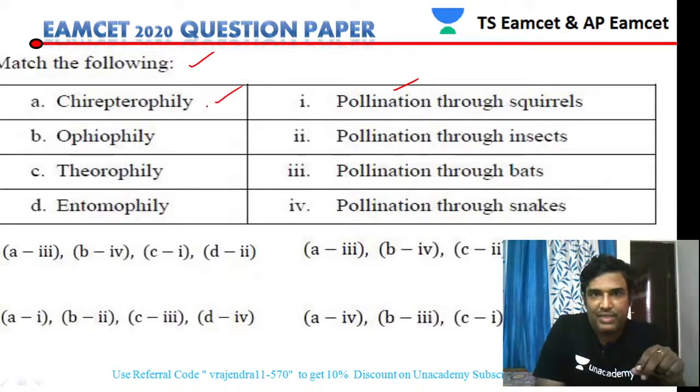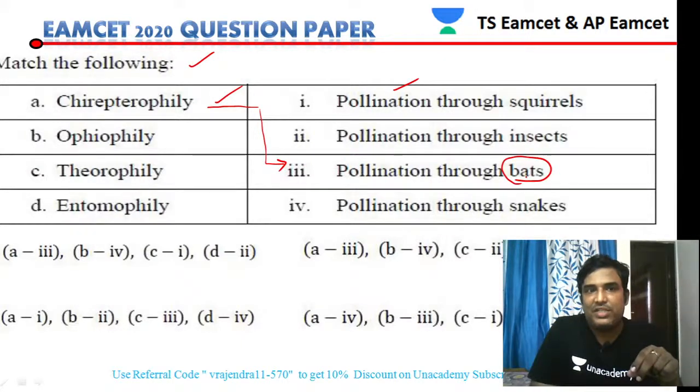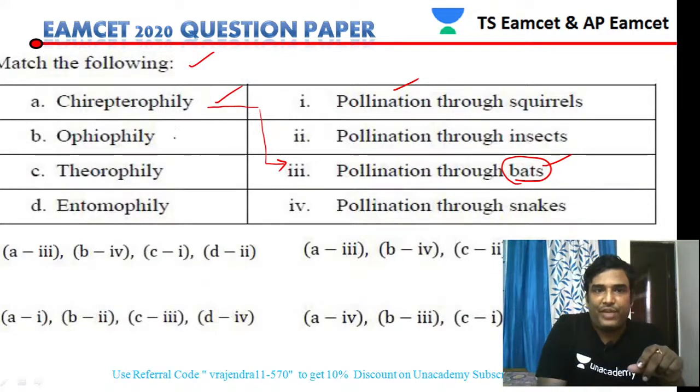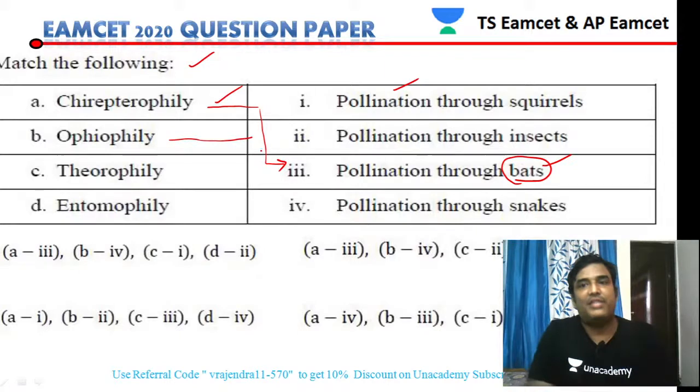Chiropterophily means pollination taking place in plants through bats. When pollination takes place through bats, it is called chiropterophily. Then ophiophily: ophiophily is pollination in plants that takes place with the help of snakes. Such a condition is called ophiophily.